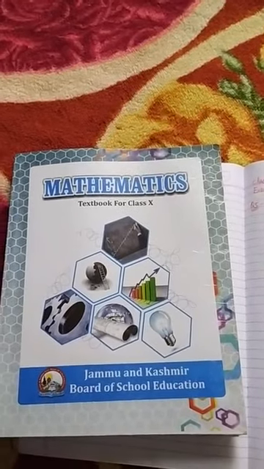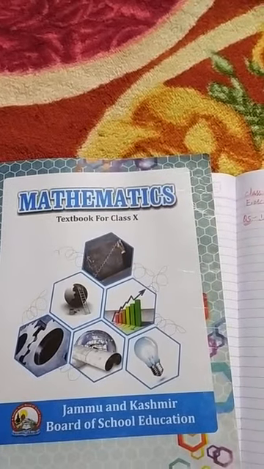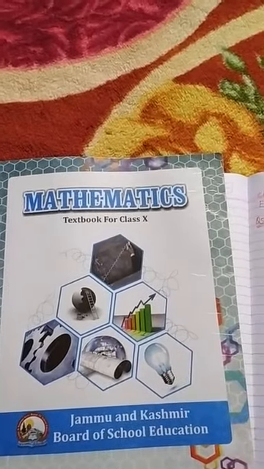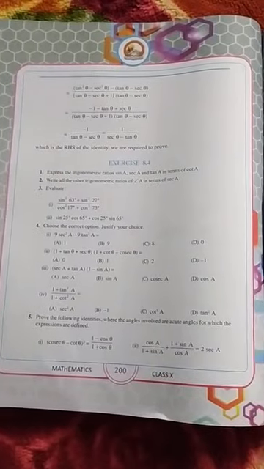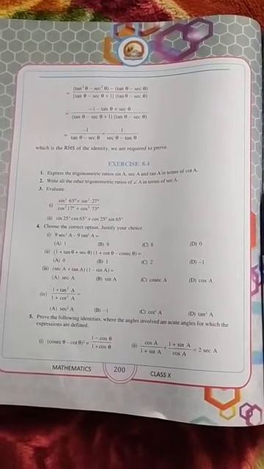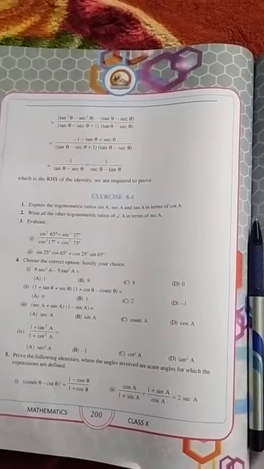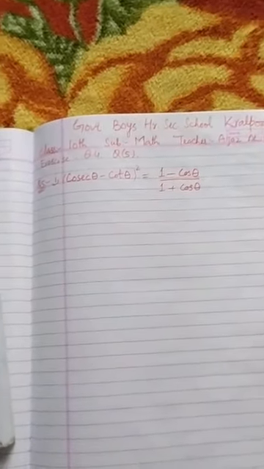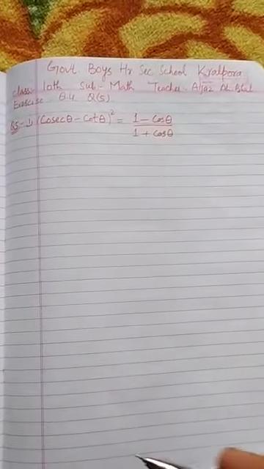Now we will study how to use these trigonometric identities and prove some of the other trigonometric identities which are already put in question number 5. We have to prove the following identities where the angles involved are acute angles for which expressions are defined. The first part is cosec theta minus cot theta whole square is equal to 1 minus cos theta divided by 1 plus cos theta. I have to solve this question.